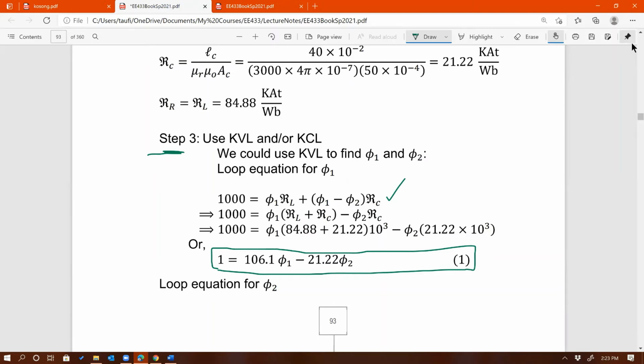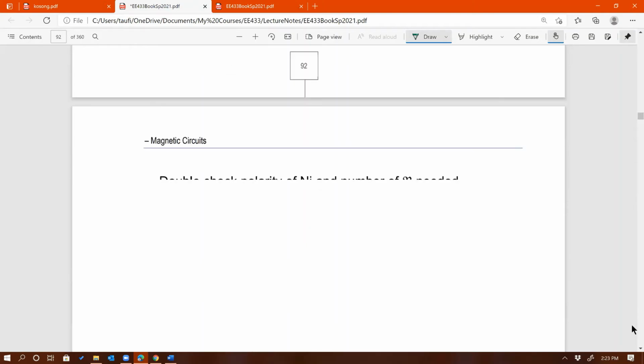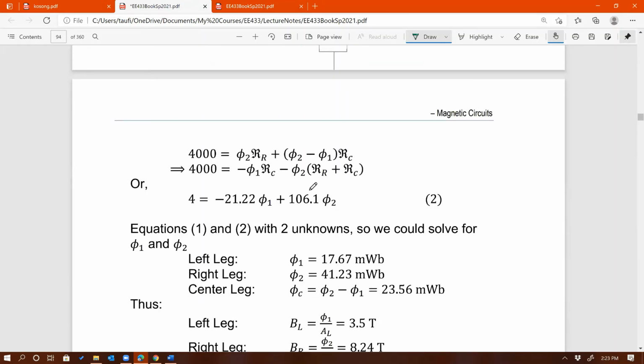None other than from the right-hand loop, right? If you look at the right-hand loop, similar, right? You have 4,000 equals flux number 2 times RR plus flux number 2 minus flux number 1 times RC. You agree with that? So that's what I should have. Yeah, okay, good. Anybody disagree with this equation from the right-hand loop? All right, from here you can see that I have reluctances already calculated, right? So the only unknowns here are flux 1 and flux 2.